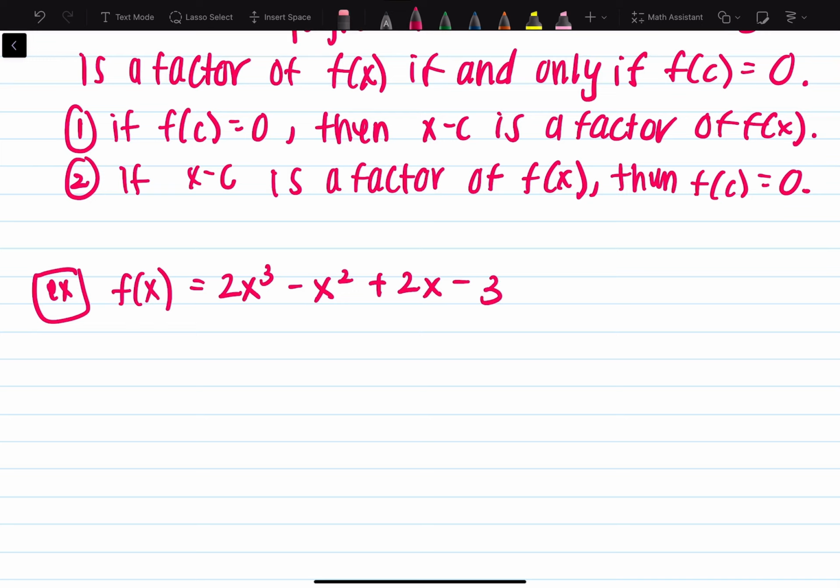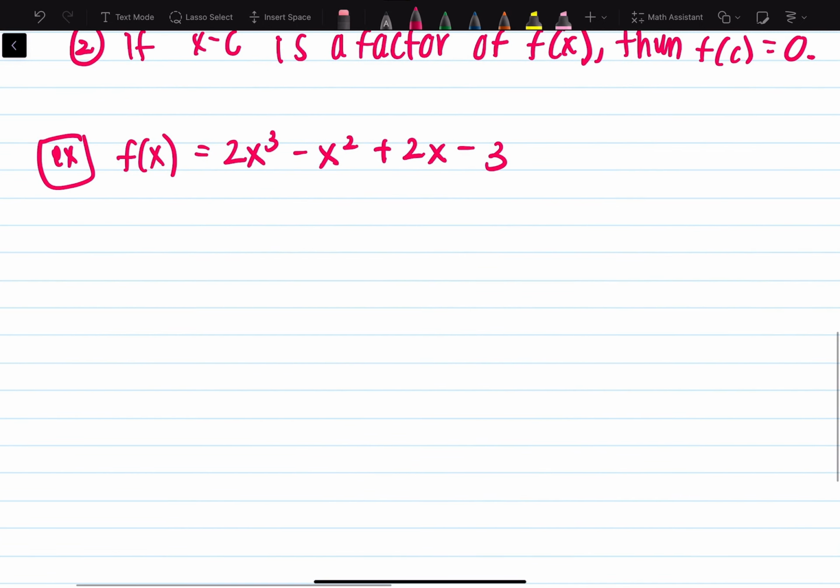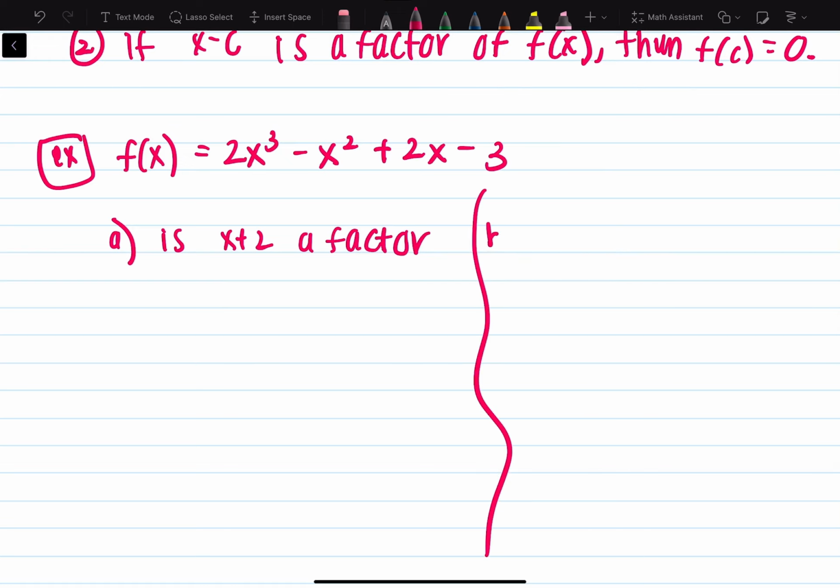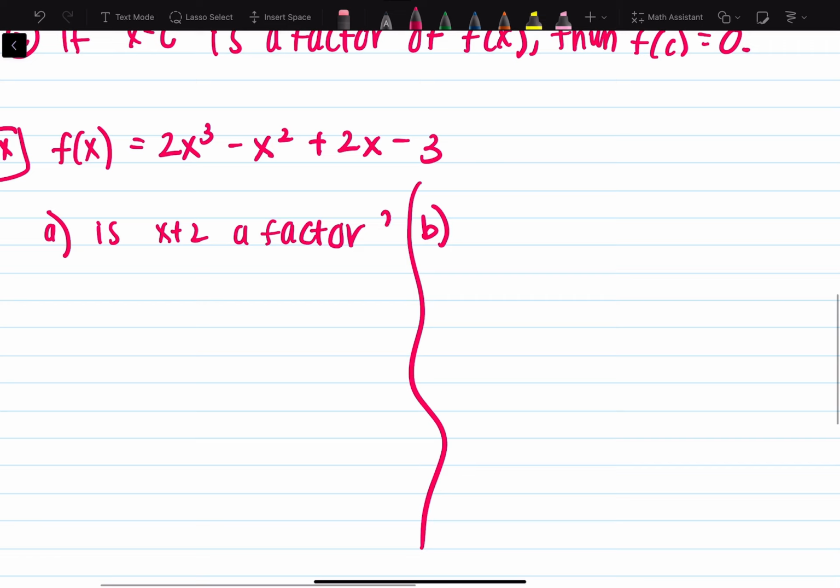And I wanted you to first figure out if A, x plus 2 is a factor. And then we'll go ahead and do B, x minus 1 is a factor.